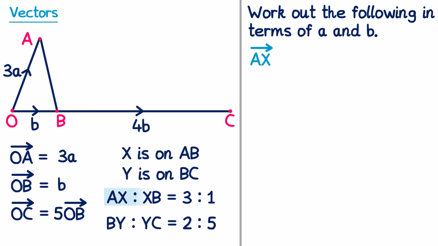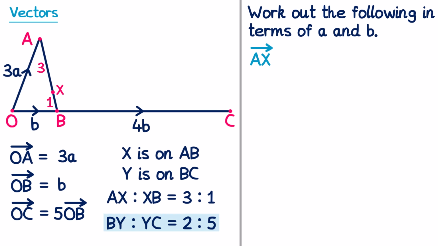Next we're going to look at this part here, where it says AX to XB is in the ratio 3 to 1. So X must be some point on the line AB, and since the ratio is 3 to 1, it's going to be closer to B than it is to A. So something like this, where the distance from A to X is 3 parts of the ratio, and from X to B is 1 part of the ratio. Then we can do a similar idea with the point Y.